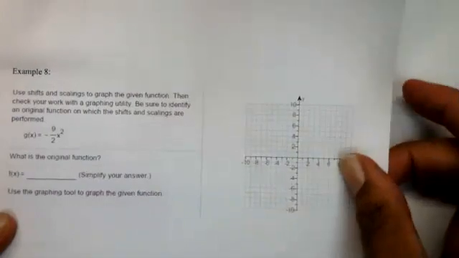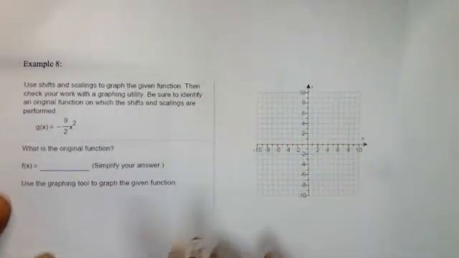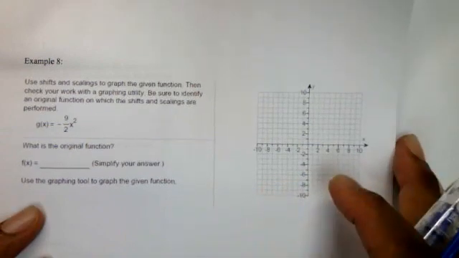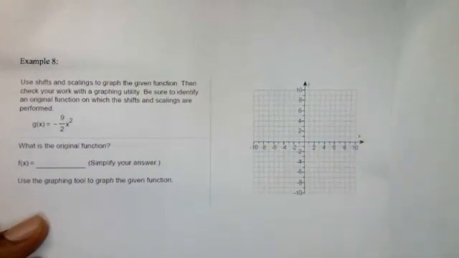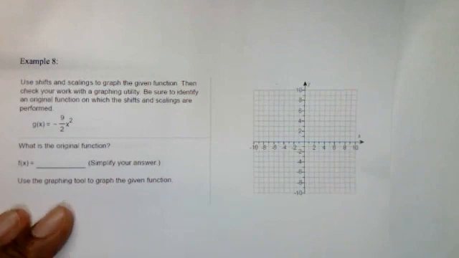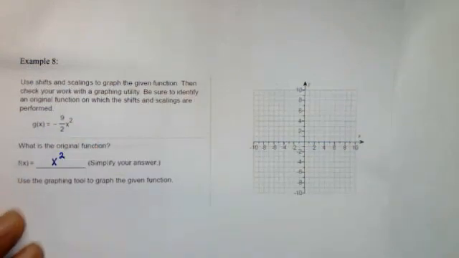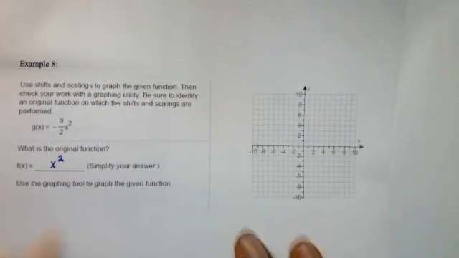All right, let's say we want to use shifts and scalings to graph the given function, then check your work by using a graphing utility and identify the original function on which the shifts and scalings are performed. So like in this case, g of x is equal to negative 9/2 x squared. Well, obviously the original function had to start off as x squared. I mean, f of x equal to x squared.